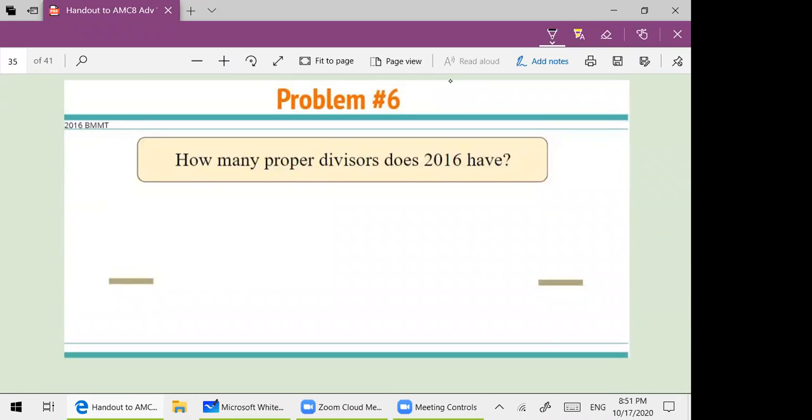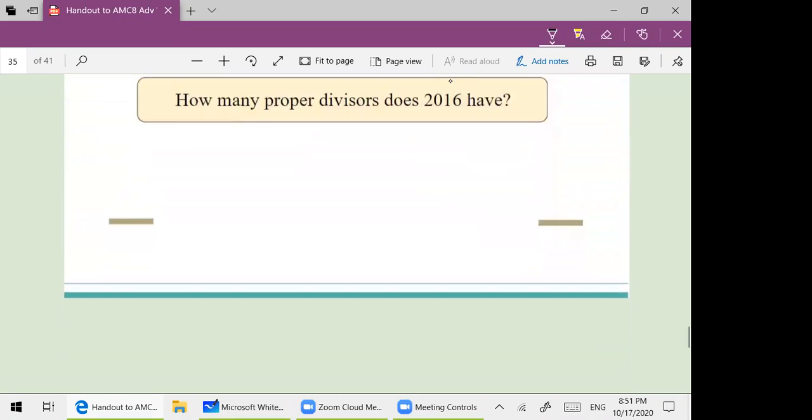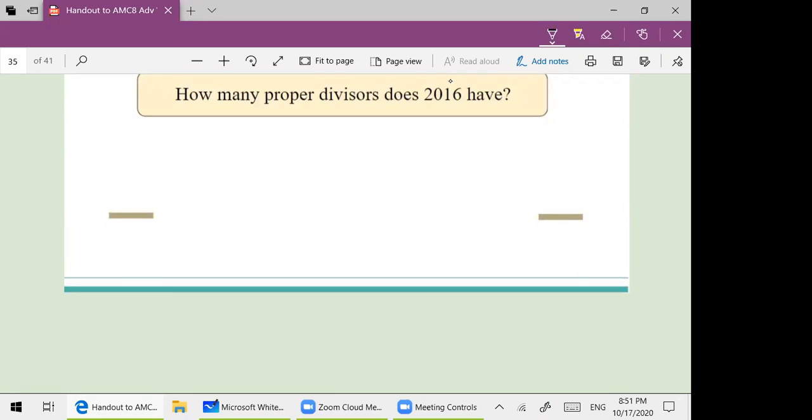Okay, this problem now. This shouldn't be too hard.